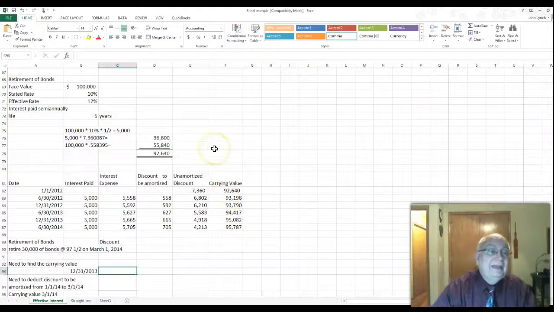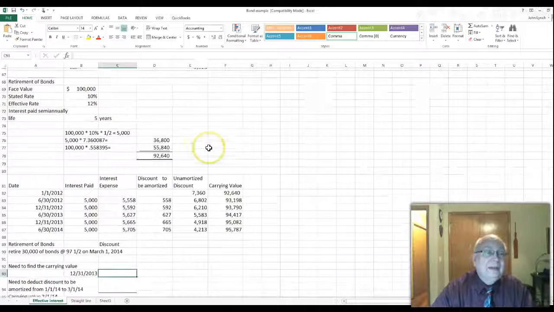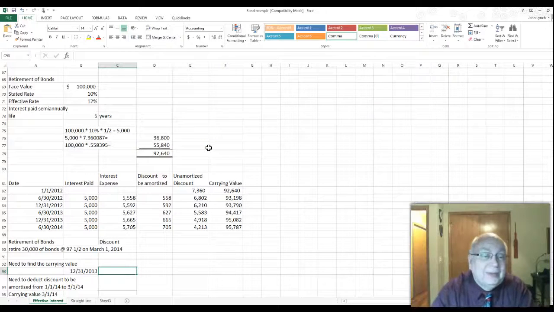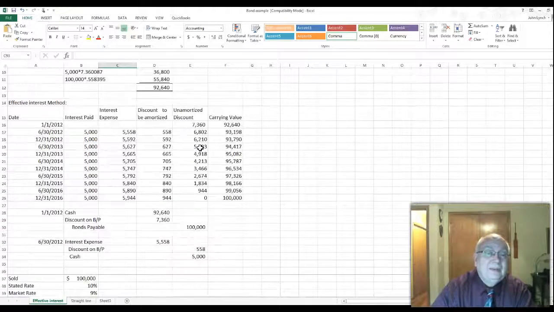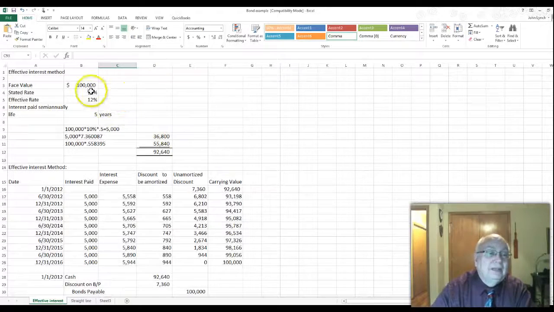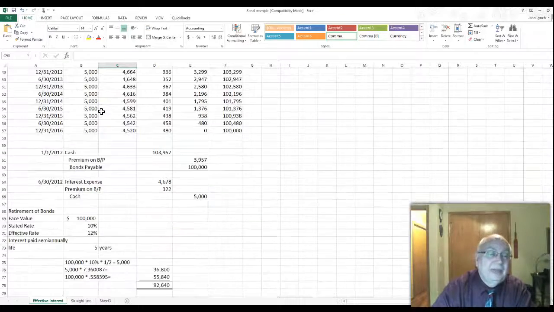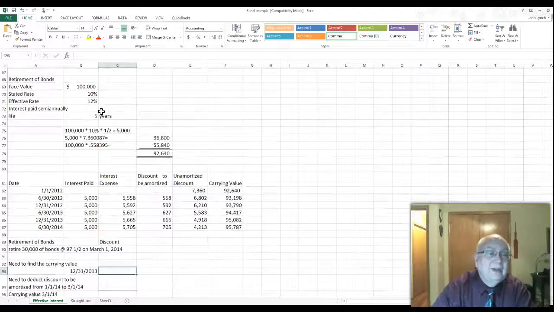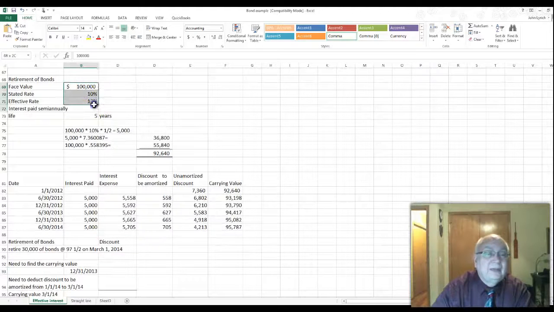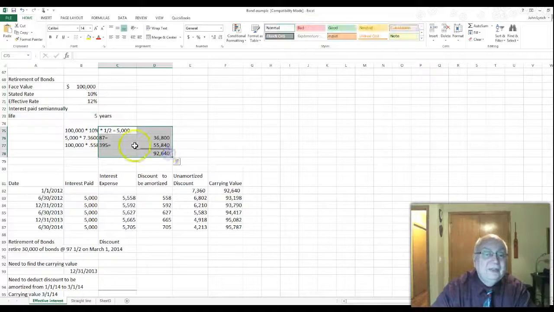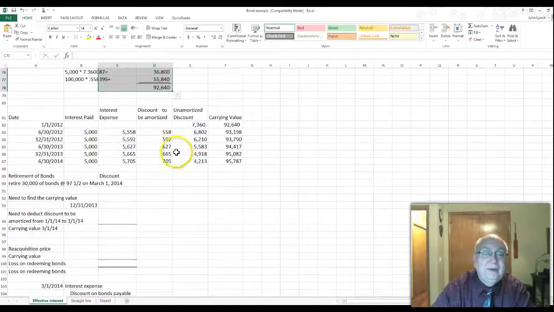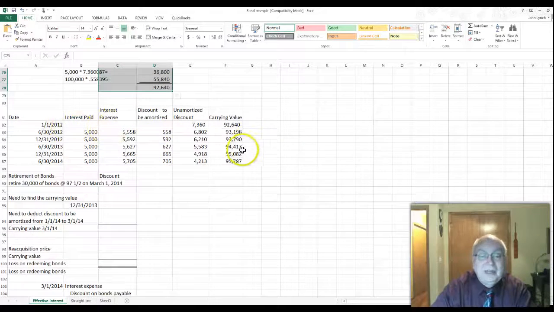Okay, welcome back. We're going to do retirement of bonds real quick. Well, maybe not so quick, but I'm using the one from up above, and this is the same example we had up here, the 10%, 12% effective rate, 5-year bonds. I just brought the information down for the retirement here so that we can see what we're doing. Nothing else has changed. Everything's the same, so this is calculated exactly the same way we did before, and we got this table the same way we did before.